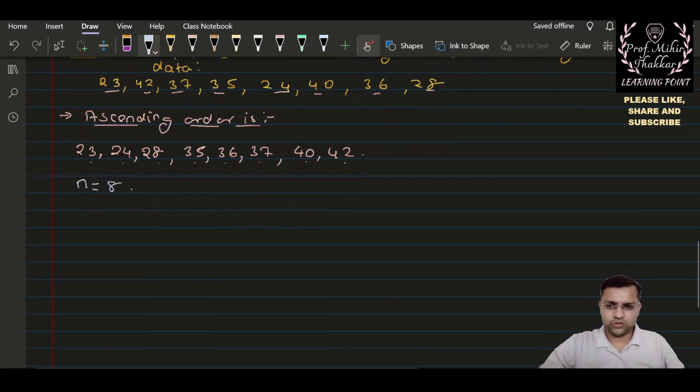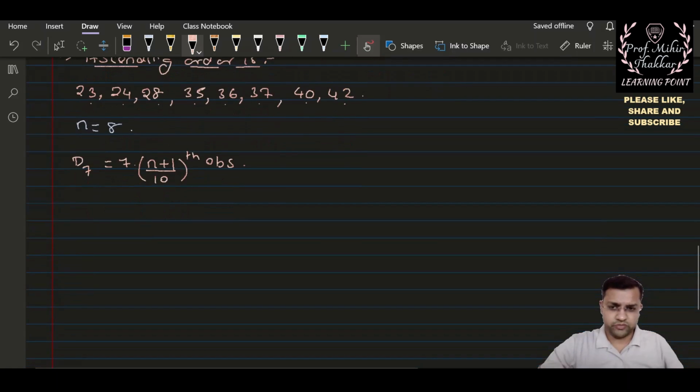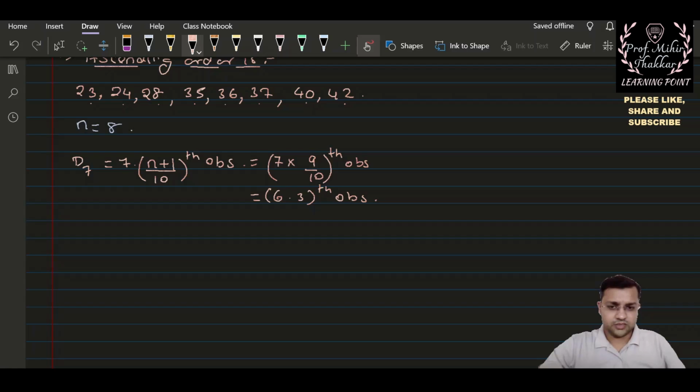So when I want to calculate the value of D7, I get 7 into (n + 1) upon 10, because we are working for the decile, so the denominator has to be 10. So this is equal to 7 into (8 + 1), that is 9, so 9 upon 10. 9 into 7 is 63, and when I divide it by 10, I can say this is the 6.3th observation.